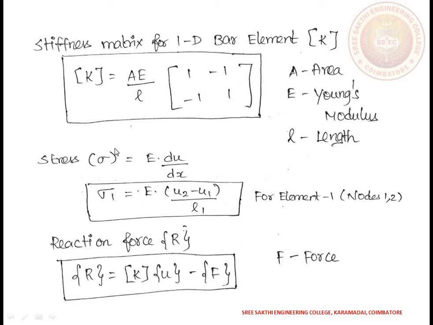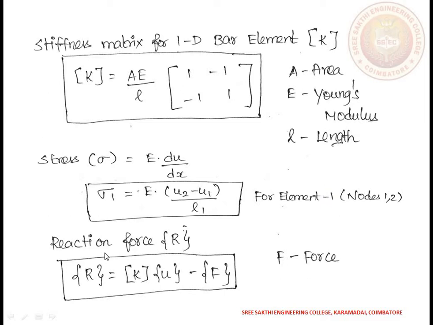Then the next parameter we are going to calculate is stress. Stress is equal to Young's modulus into strain, as you generally know. Strain is nothing but du by dx, that is change in length by original length. That is why u2 minus u1 is the change in length, divided by L1, the original length, particularly for element 1, considering node 1 and node 2, right?